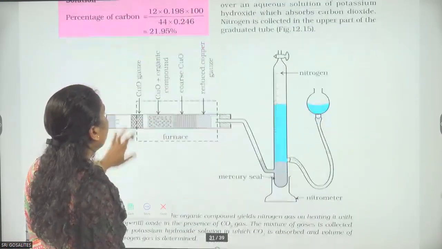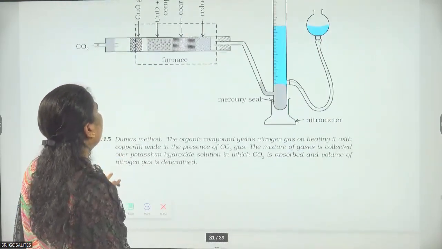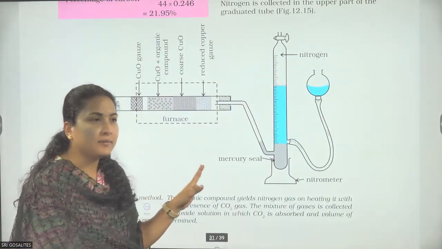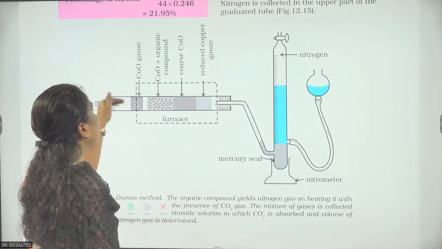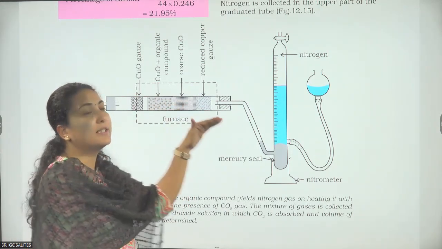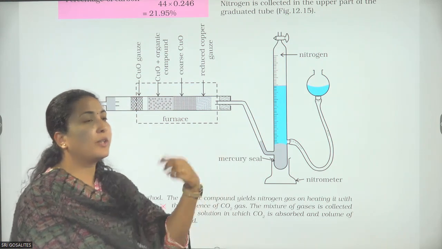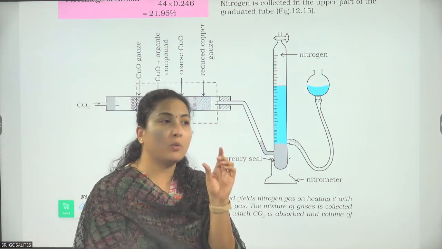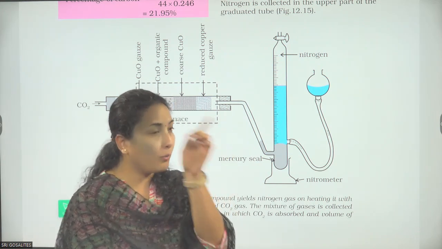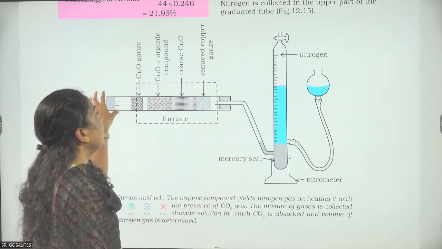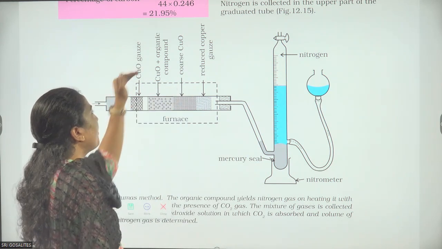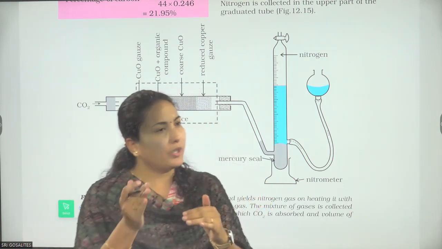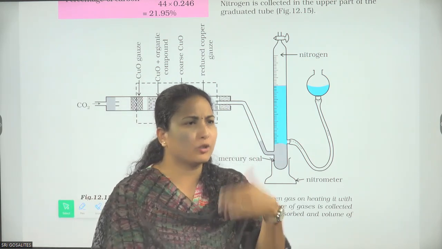Now, when it comes to Dumas method, what we are doing is taking the organic compound and sending it to a furnace where the nitrogen in it gets converted into N2. So we are trying to estimate the amount or percentage of nitrogen in the form of N2 gas. Here there are copper oxide gauges, so some of the nitrogen may get converted into nitrogen oxides also.